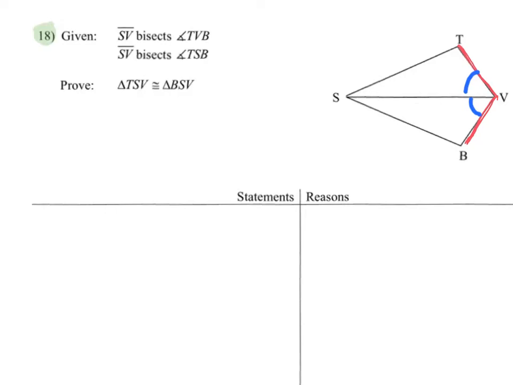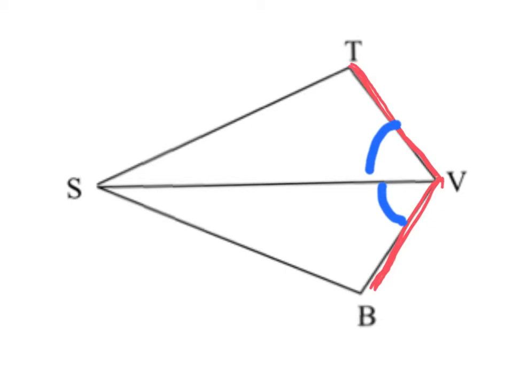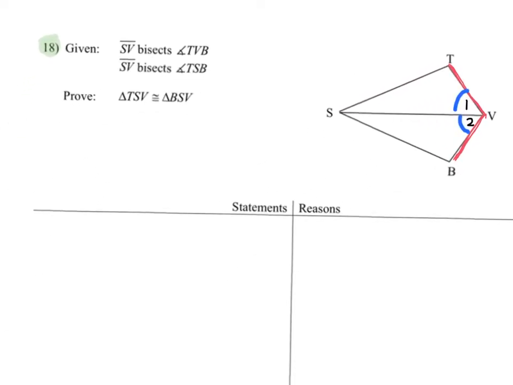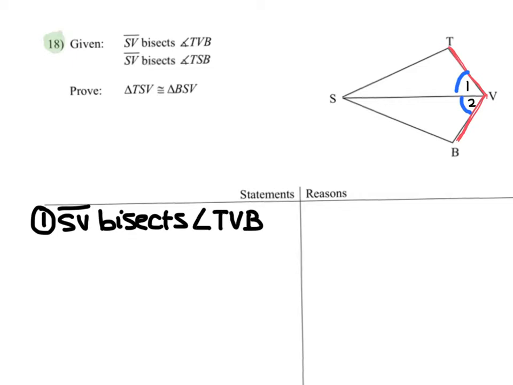So I'm going to number these. I'm going to zoom in a little bit. Let's number these 1 and 2 just to make our lives a little bit easier. 1 and 2. All right, and let's go ahead and start our proof, just starting with the first given. All right. So we know SV bisects angle TVB. And that's my given.